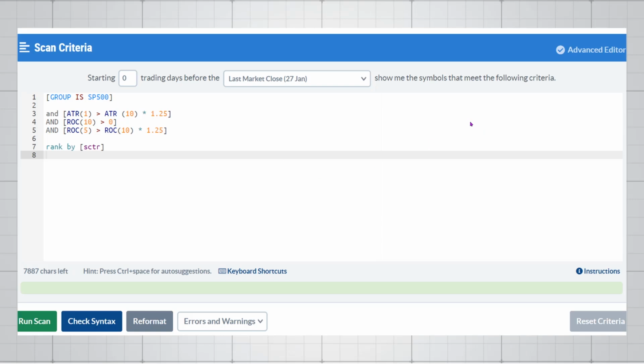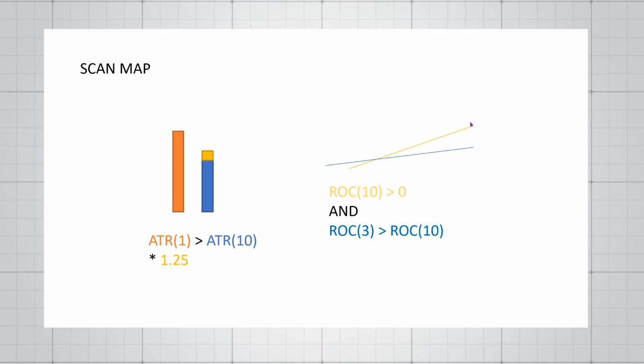When we run the scan, we get, scan map first. Almost forgot about the scan map. As always, if we can sketch out and identify what we're looking for, that can help us assess the visual results. So here we want the ATR1, represented by the orange line, to be greater than the ATR 10 plus that little bit of extra 25. That might be a little off on scale, but nonetheless, that's what we're looking for. It's got to be bigger. Today's bar has to be bigger than the 10-period times 1.25.